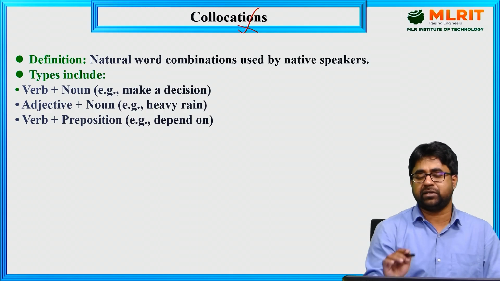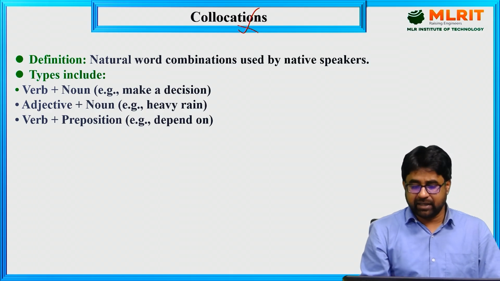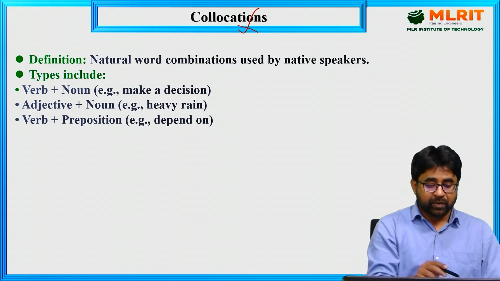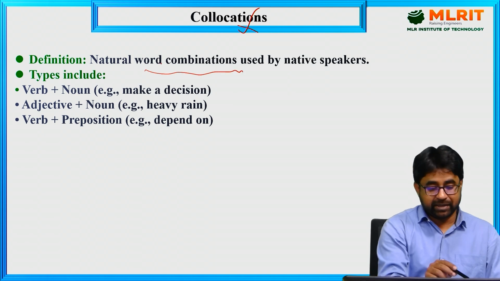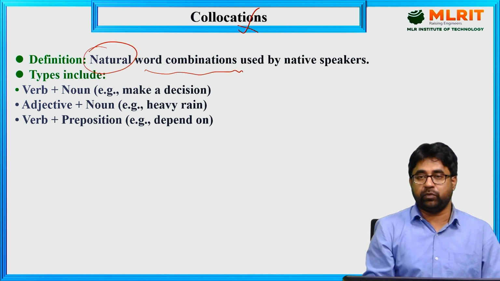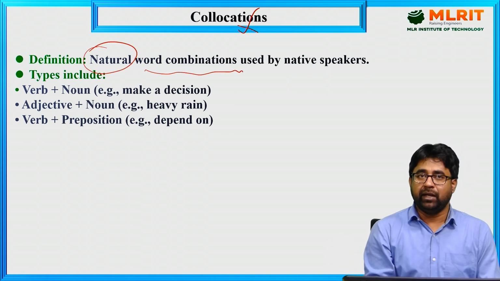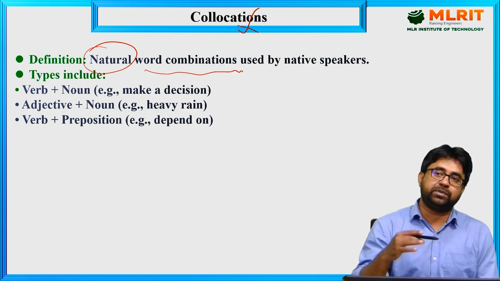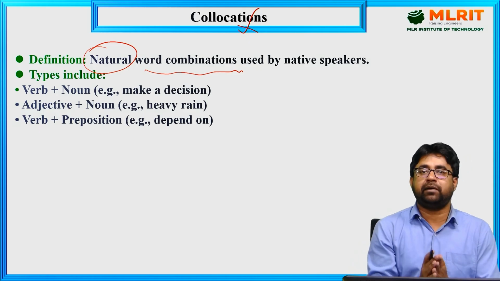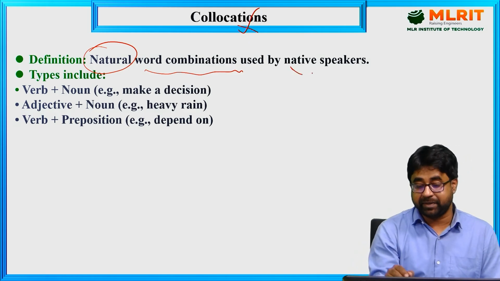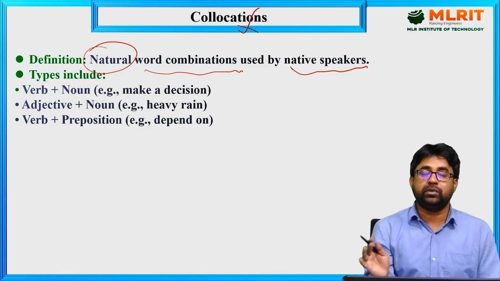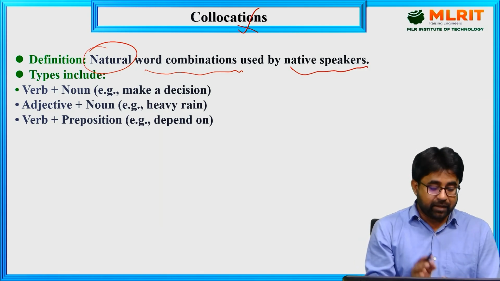Now, collocation is also a very interesting thing in English. Collocation means natural word combination. Please understand: natural word combination. We don't forcefully combine them. They are natural because people, especially native speakers, have been using those combinations of words for a long time. Certain words will always come together in pairs. They are known as collocations.